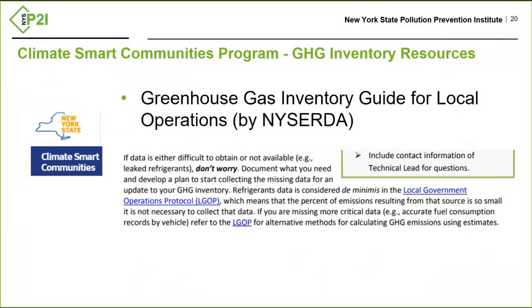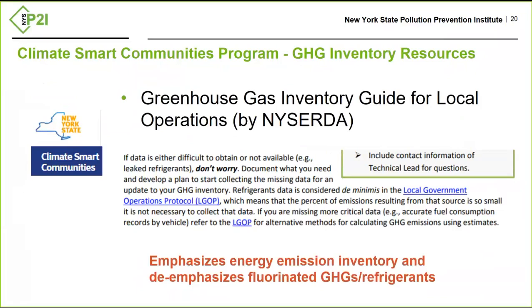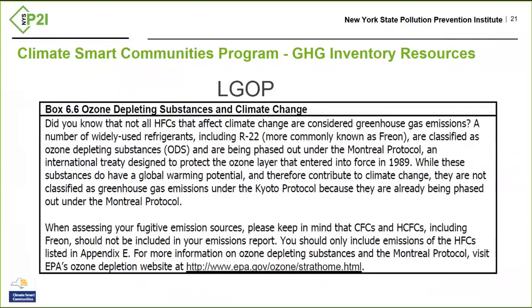If you are missing more critical data, for example accurate fuel consumption, refer to the LGOP for alternative methods for calculating. Once again, there's an emphasis on energy consumption or energy emission inventory and a de-emphasis on fluorinated GHGs and refrigerants. If communities refer to the LGOP, which is extremely comprehensive and provides many different ways to collect your data, it is a great resource. However, there is information in there that clarifies that HCFC, so if we talked about R22 earlier, it's incorrectly referred to as HCFC here, but it's an HCFC, R22. They're classified as ozone-depleting substances, but because they're being phased out under the Montreal Protocol, they have a global warming potential, the LGOP requires that they're not included as part of the inventory.